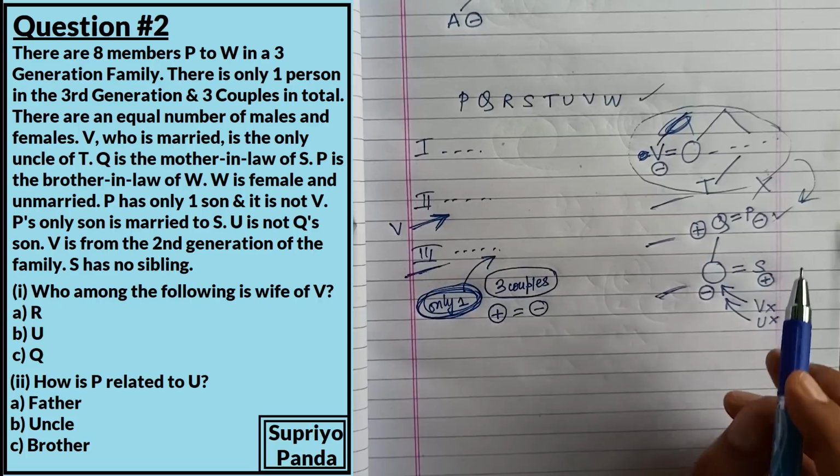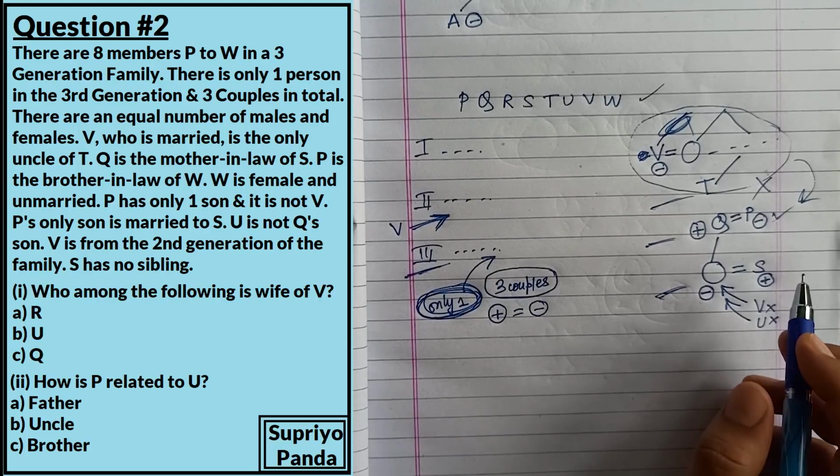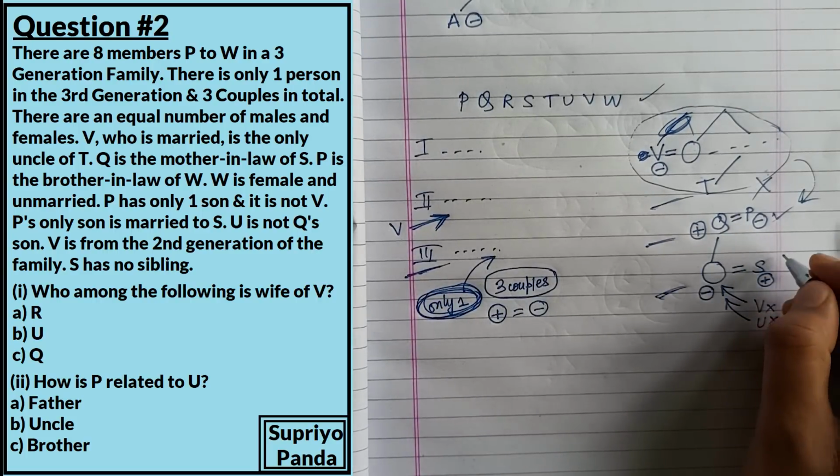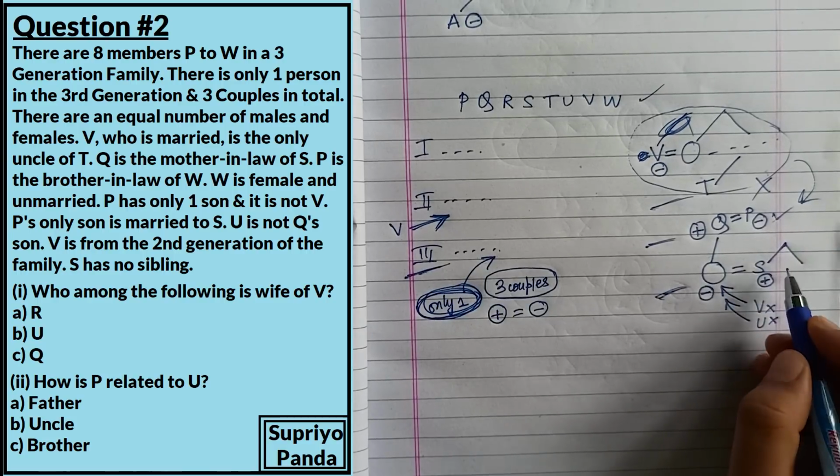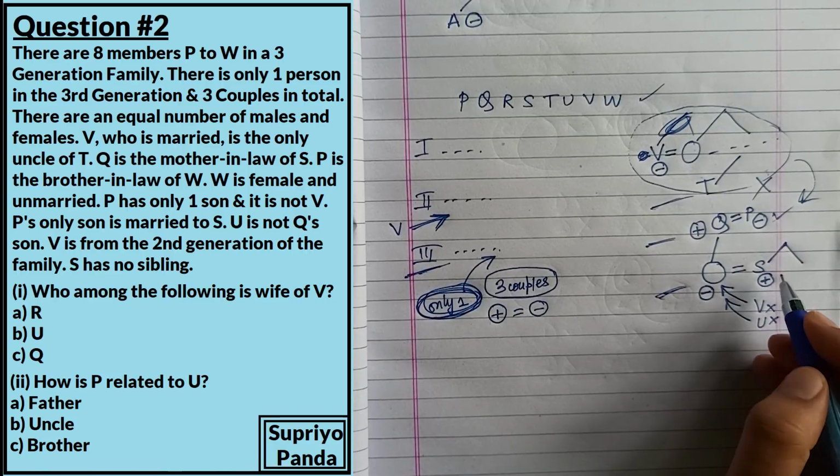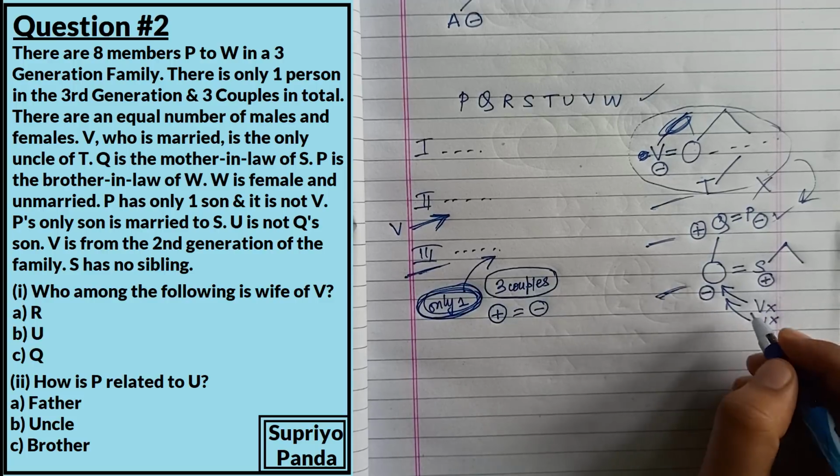Right. Okay. Now S has no sibling. This is very interesting. Since S does not have any sibling, try and see what we have to do over here. Since we have to fit V over here, T has to be here.